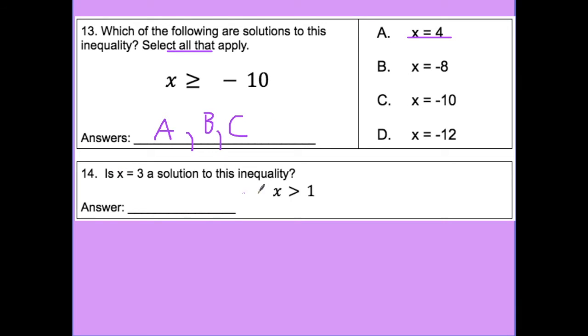Next one is: is x equals 3 a solution? If we put 3 here, is 3 greater than 1? It is, so the answer is going to be yes.